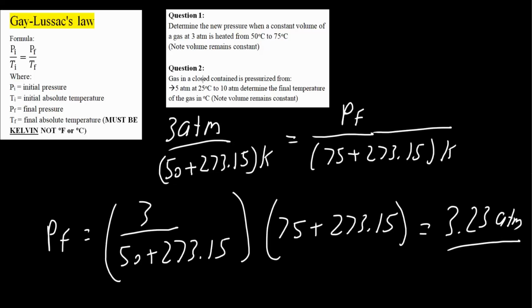Now we'll do the second problem. So a gas in a closed container is in a pressurized form. We have 5 atm at 25 degrees Celsius to 10 atm. We want to determine the final temperature. So this problem is a little bit different. So here we were solving for final pressure, and now in this problem, we're solving for final temperature. And so let's get some more room and solve this problem.